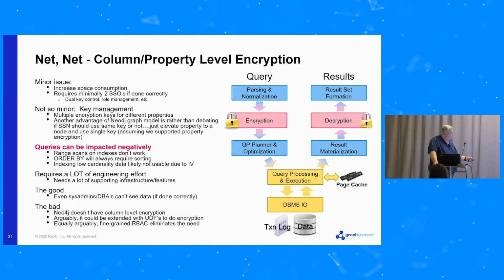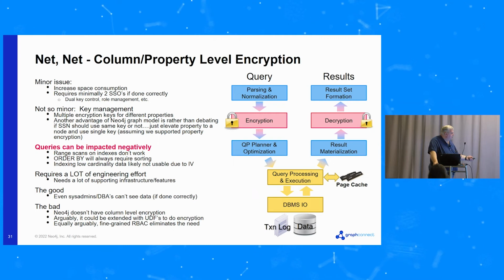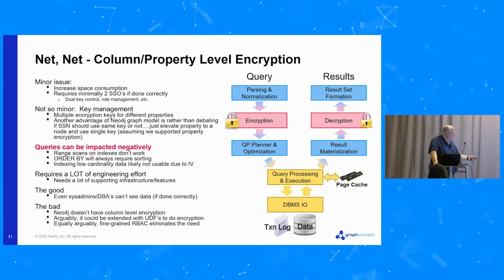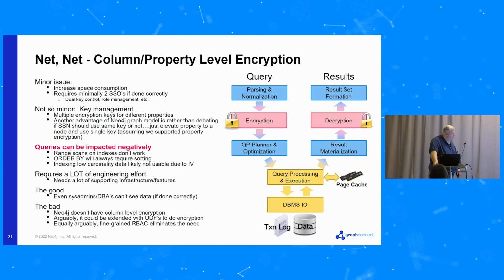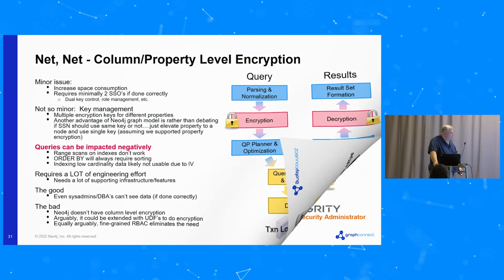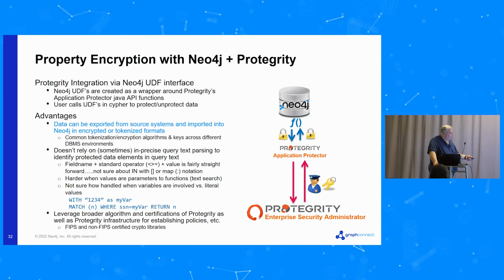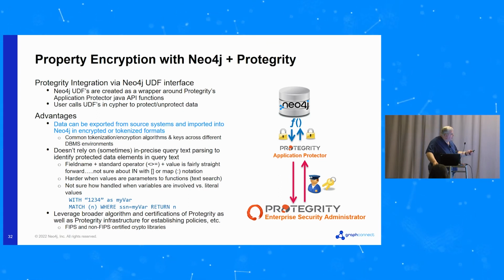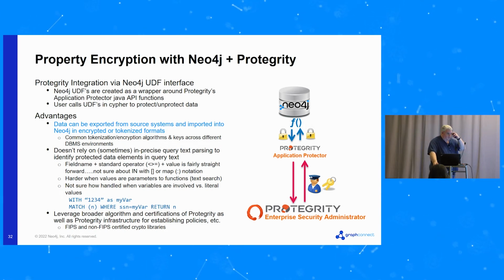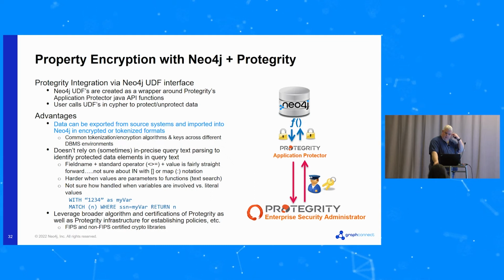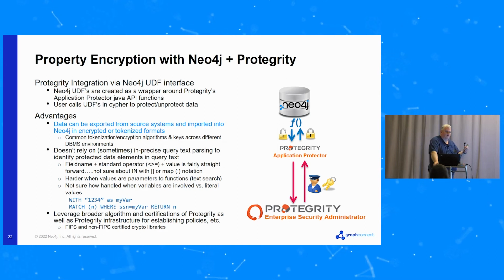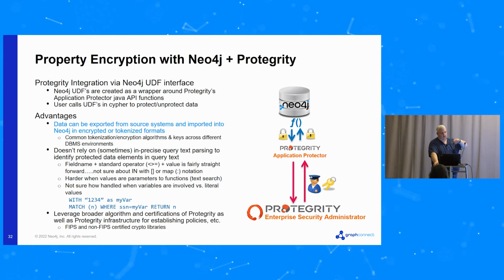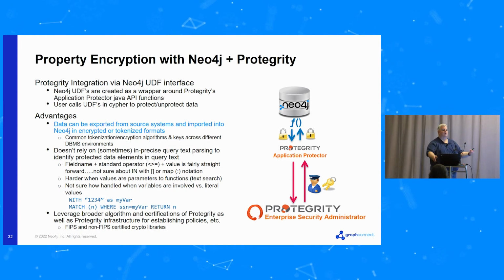Otherwise, like I say here, it takes a lot of engineering effort and features to implement. The good news is DBAs can't see the data, and the bad news is we don't support it directly, but you can do it with Protegrity, and this is where we did it. The good news is you can move the data from the source system. In this case, the source system was Oracle. They didn't use Oracle's transparent data encryption, TDE, they used Protegrity instead. That meant we could take the encrypted ciphertext from Oracle, still encrypted, and put it in Neo4j without decrypting it and passing it in the clear, which is a security hole.